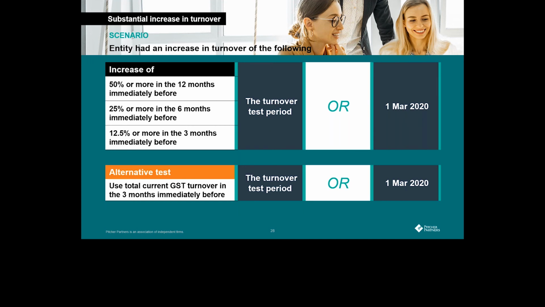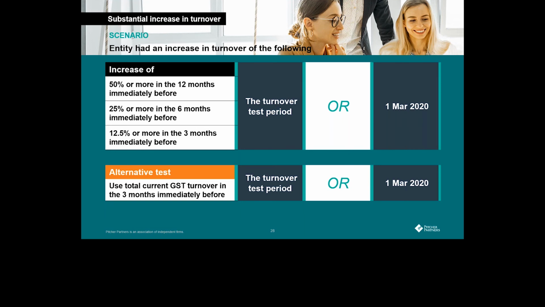And alternatively, as I just briefly covered, the ATO has provided the option of instead looking at that growth up until the 1st of March. So basically looking at the growth in the 12, 6 or 3 months prior to the 1st of March, essentially allowing you to ignore those potentially COVID affected periods.